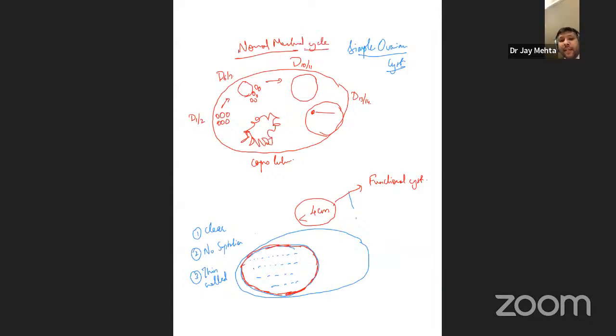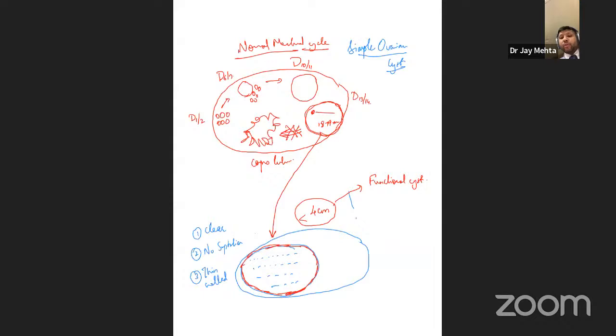So what happens is sometimes, this follicle, which has formed a dominant follicle, does not form a corpus luteum. Understand, this step doesn't happen. So it stays as it is and it just goes slightly larger in size. Now this is going to be around 18 to 19 millimeters and it becomes slightly larger in size and becomes something called as a simple cyst, which is also a functional cyst.